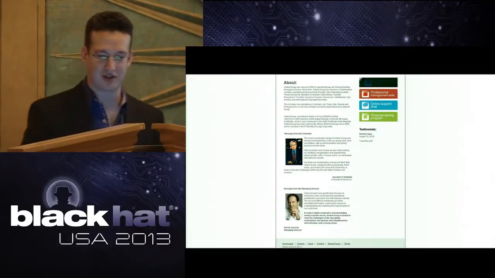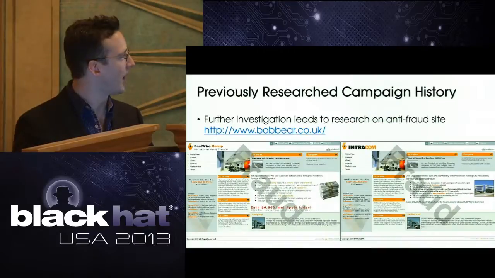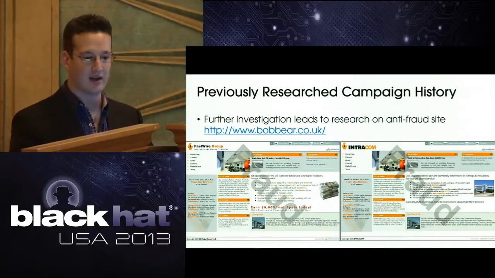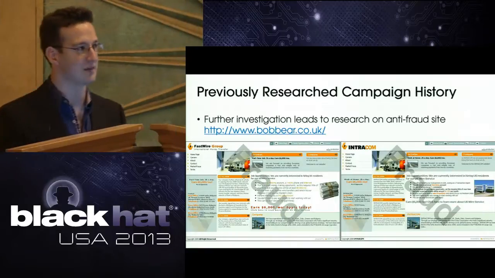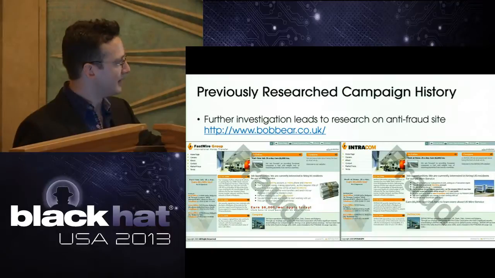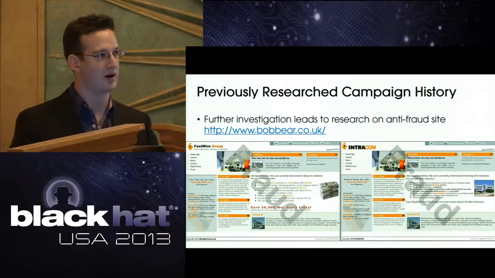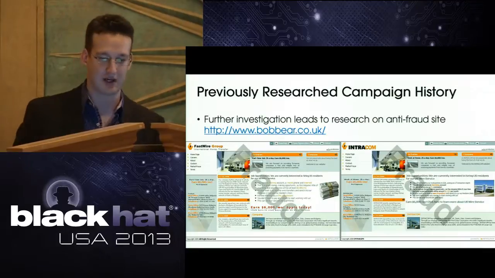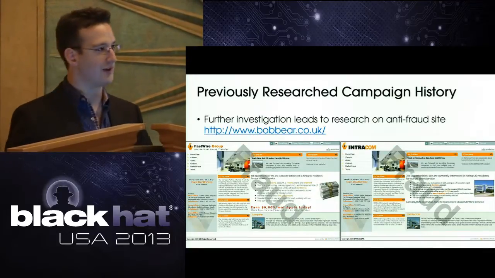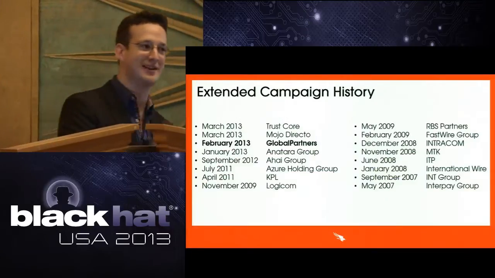Do a little more research, we find out that this has actually been going on for a while, and there's an anti-fraud site, bobbear.co.uk, that has been documenting these sites as part of this campaign for quite some time. I'm sure you recognize the layouts and the colors and the logo on these other sites that are actually not even part of domains generated by this DGA algorithm. So, investigating further, we find that this campaign goes all the way back to 2007.